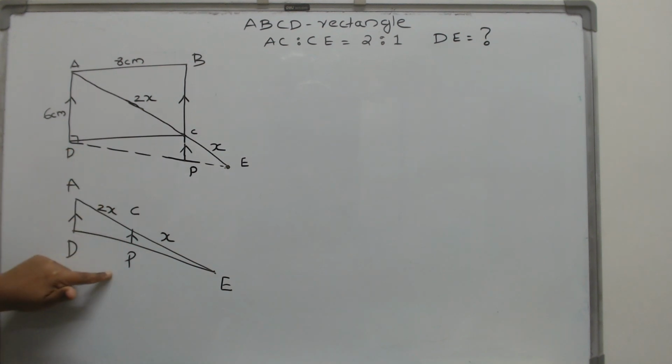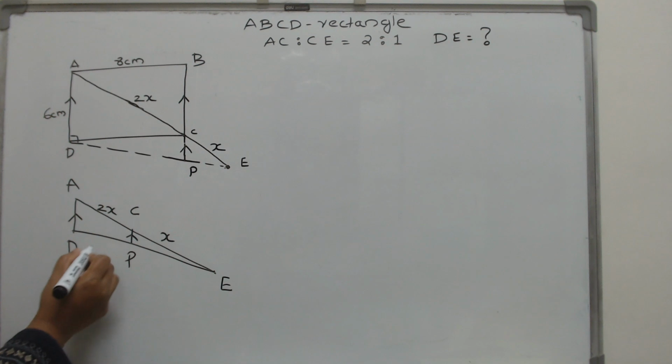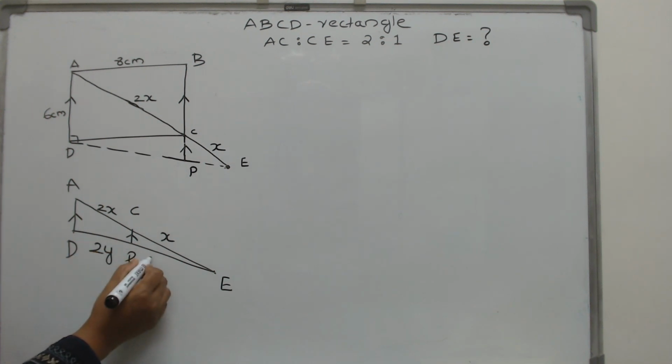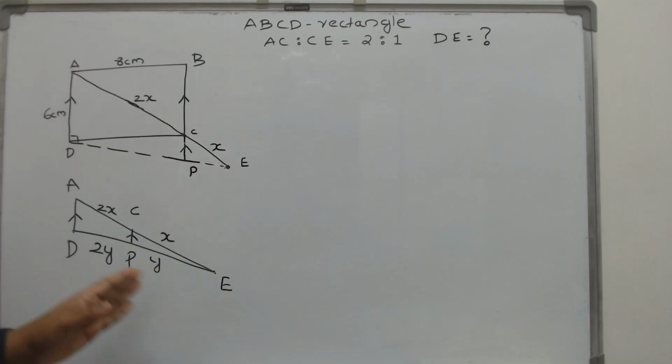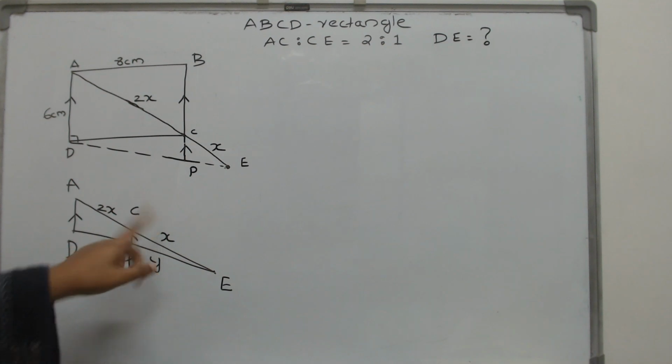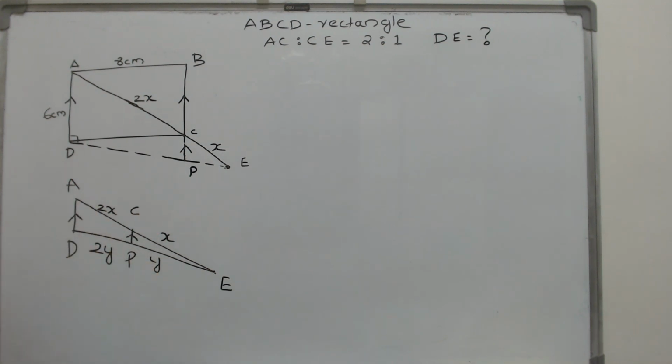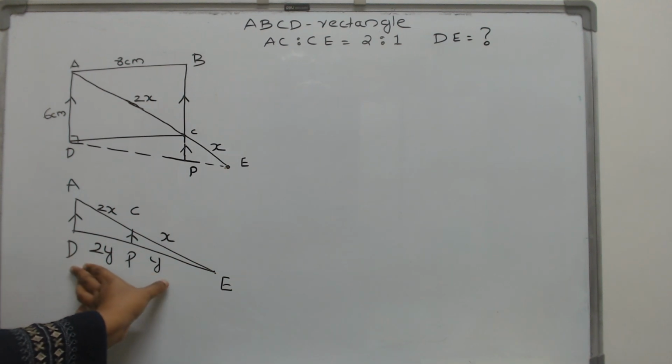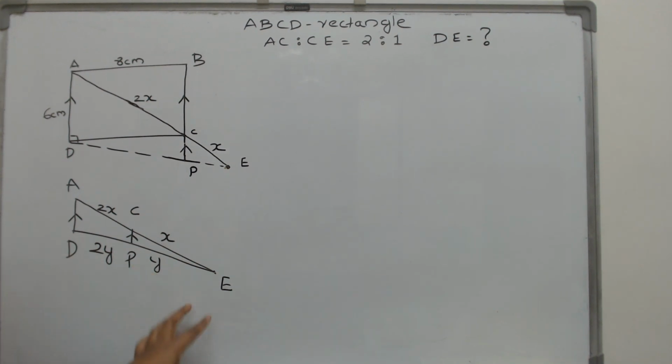That means here also it will split it in the same ratio 2 is to 1, but for a different value. I will just take y. Here also it will split it in the same ratio, but the values will be different. Here also 2 is to 1. Here also you will get a 2 is to 1. What we need to find is the value of this 3y.